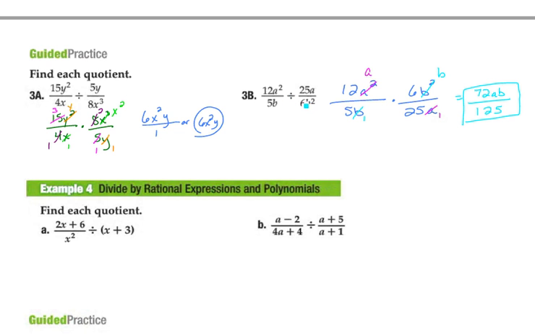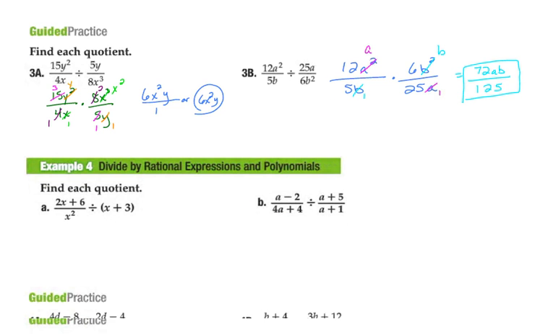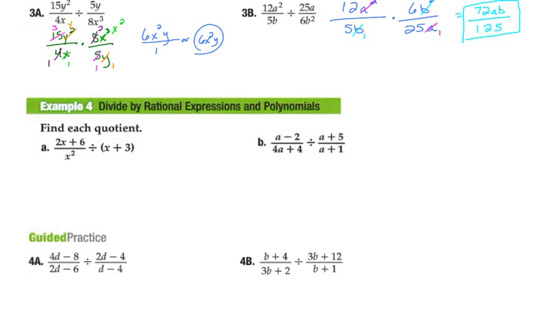3b, I was really tempted that we could do some canceling right here, but again, we're dividing, so we can't do that until we multiply by the reciprocal. Then look what happens. We can't cancel that 16 or the 12 and the 6. We can't simplify them. Same thing with that 5 and 25 because they are both denominators, both numerators. So the only thing we could do is get rid of a couple a's and b's. We were left with 72ab over 125. Okay, so don't force a simplification if it's not there. Let's look at this stuff.